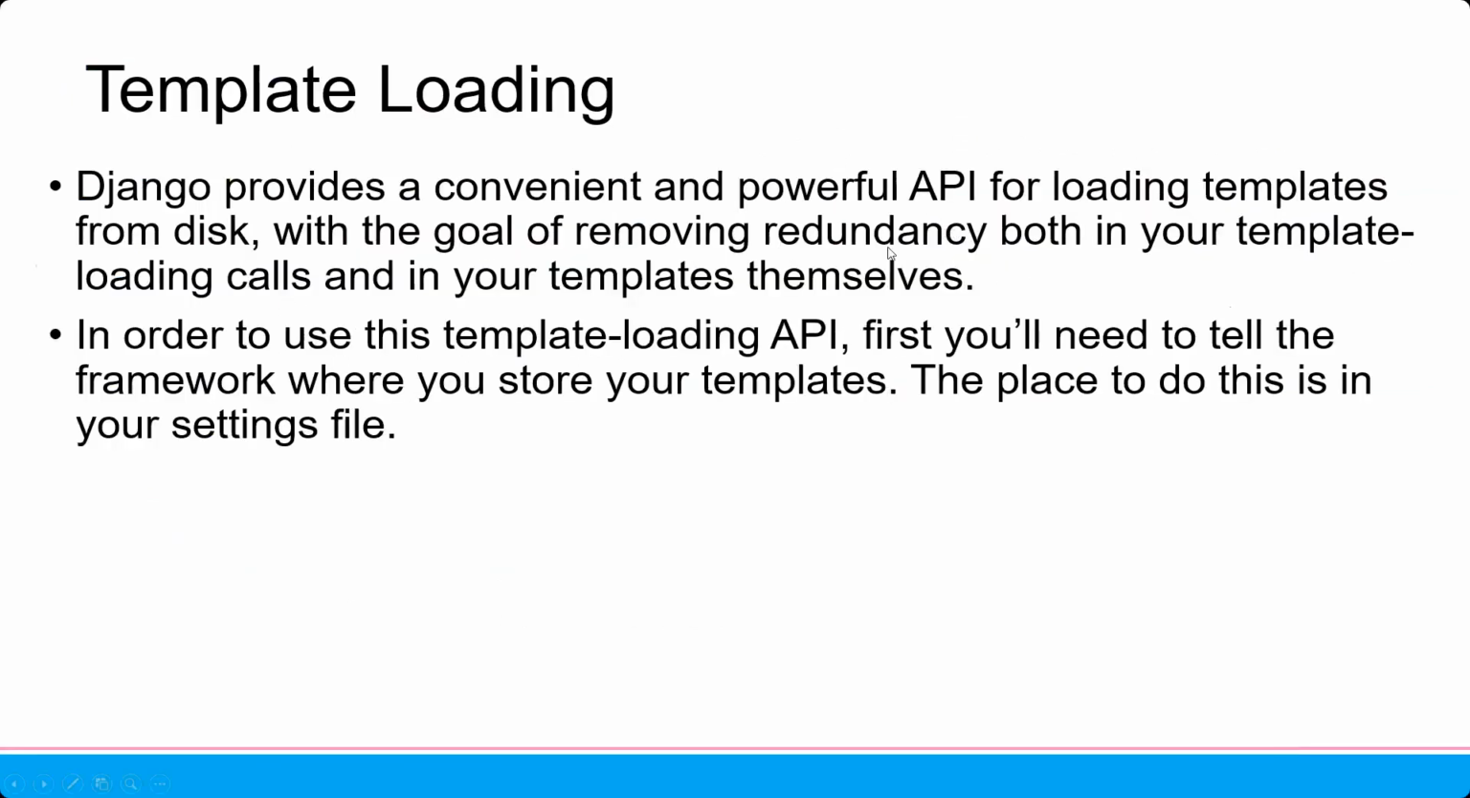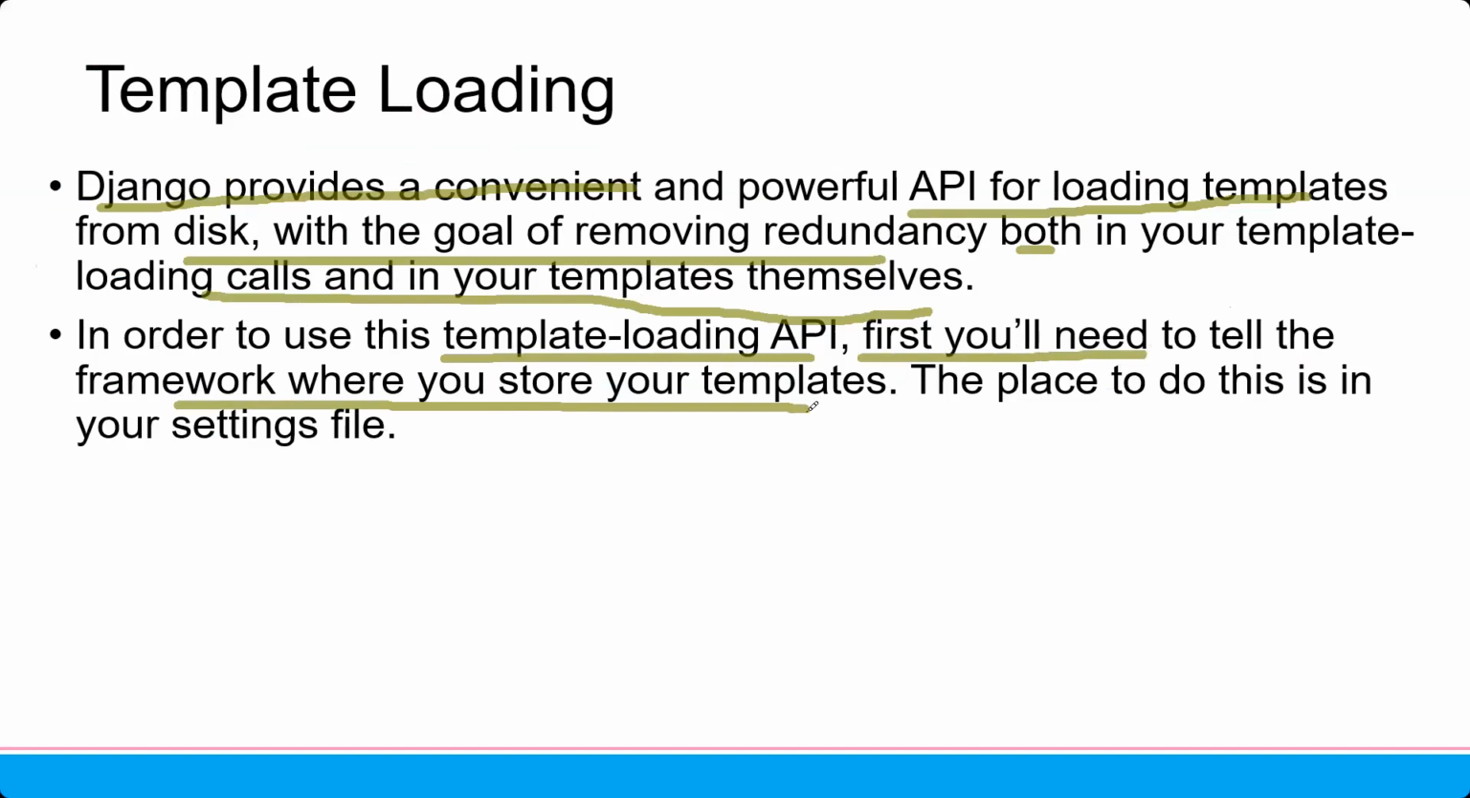Today we are going to learn about the template. What is a template? Django provides a convenient and powerful API for loading templates from disk, with the goal of removing redundancy, both in your template loading calls and in your templates themselves. So I will let you know what is meant by template in Django. In order to use this template loading API, first you need to tell the framework where you store your templates. The place to do this is in your settings file. So we will learn this one.